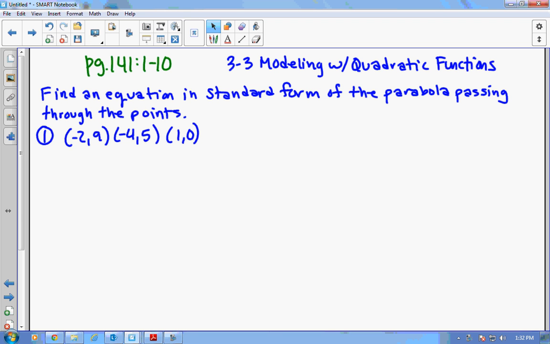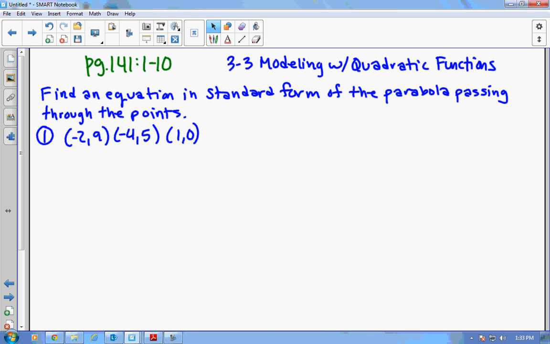Directions are find an equation in standard form of a parabola. Each of these problems gives you 3 points, none of which are the vertex. If we had the vertex, it would be so easy for us to find the equation for the parabola. When we don't know the vertex, and we don't know the symmetry around the vertex, it's a little more difficult. We want the equation in a specific form, standard form.